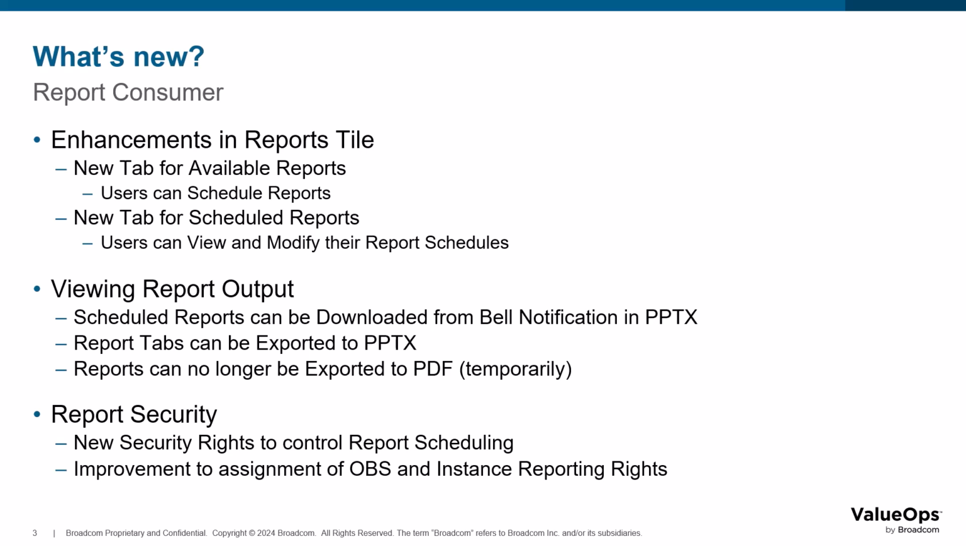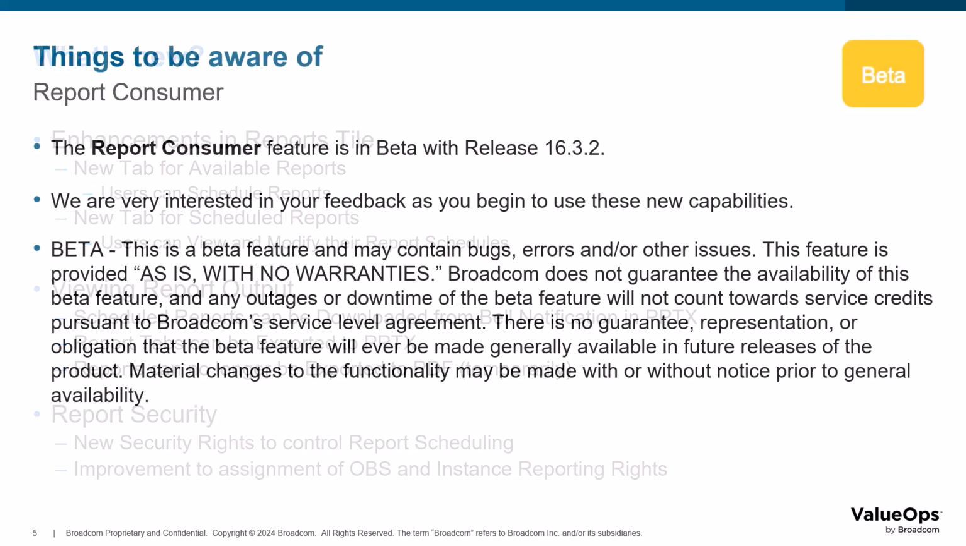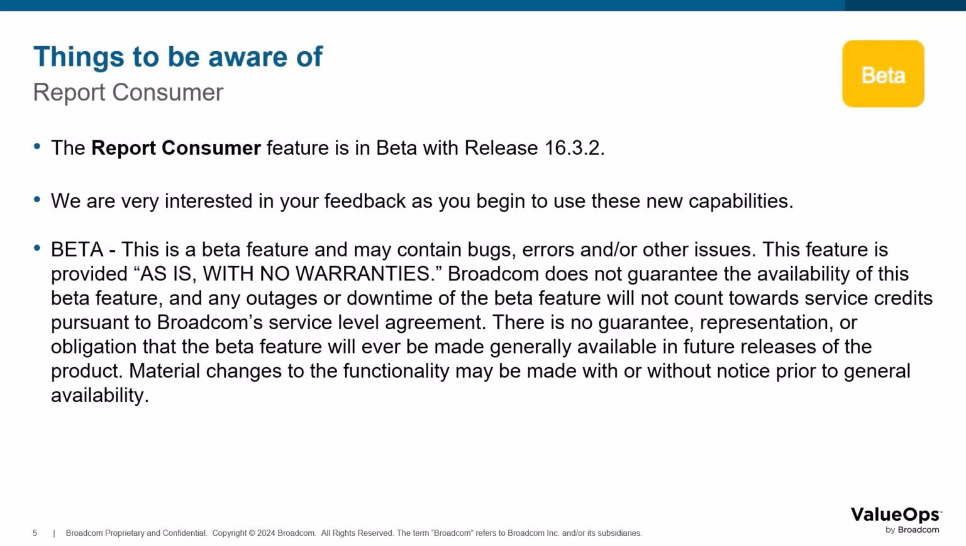And lastly, we made some changes to the report security model. First, we added new security rights to control the report scheduling capability. Additionally, we made some improvements to how users assign OBS and instance reporting rights. Be aware that the reporting capabilities, which includes the Report Consumer feature, is still in beta with release 16.3.2.